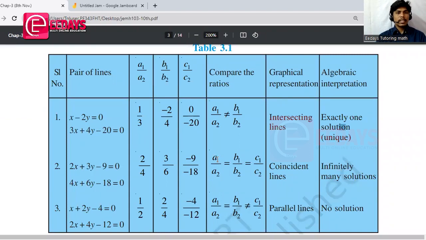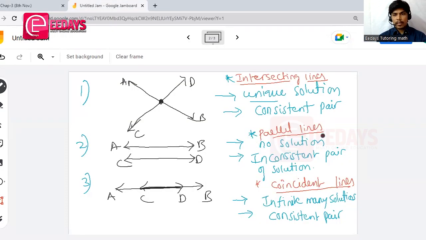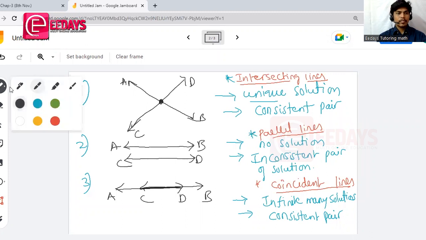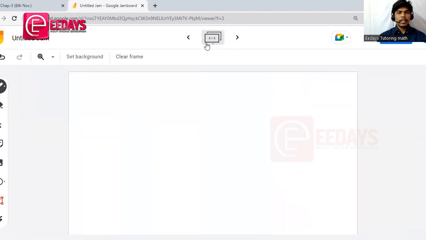For coincident line, what is the condition? A1 by A2 is equal to B1 by B2 is equal to C1 by C2. I hope everyone understood. So that comes under coincident line and infinitely many solutions. Okay, if we have any space, we just write it here. All right, let's prepare the table on our own.